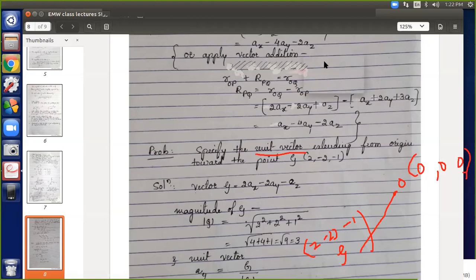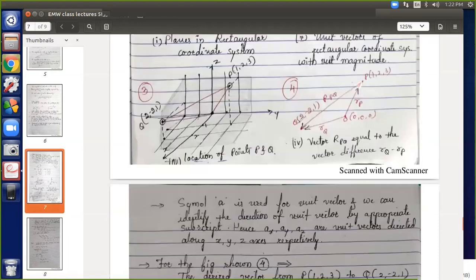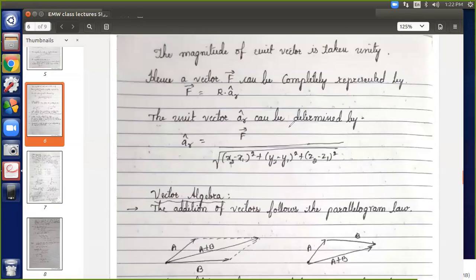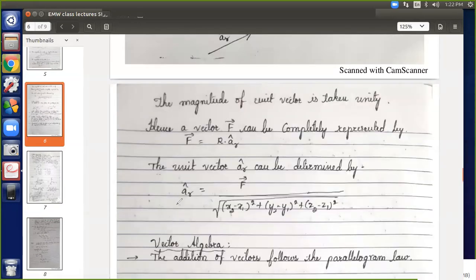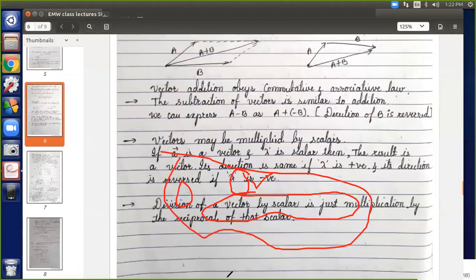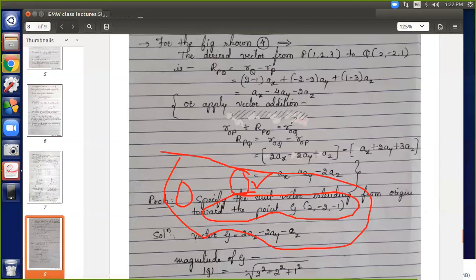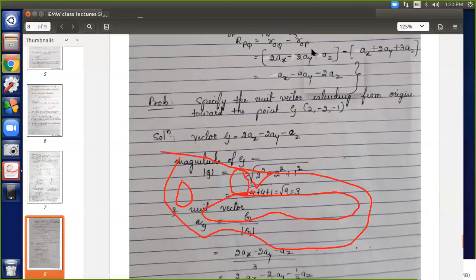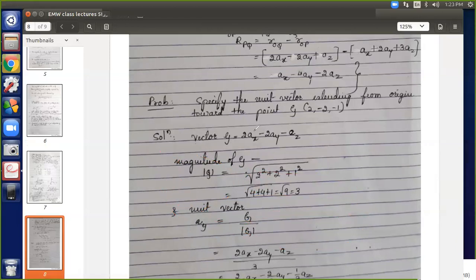If you remember, in order to find the unit vector, whatever vector is given, that is divided by the distance formula, the magnitude. This formula is used to find the unit vector. So making use of the formula, how to find the magnitude of G?